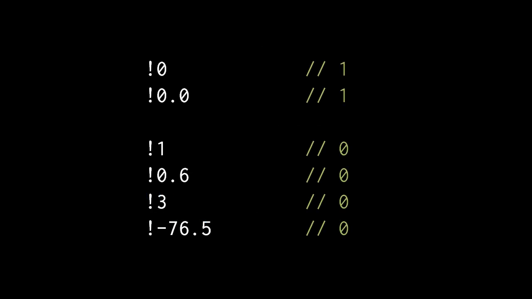Unlike JavaScript and most other modern languages, C has no Boolean type. Instead, C's condition expressions and Boolean operations treat the number 0 as false and all other number values as true. So, for example, the NOT operator, the exclamation mark, expects a numeric operand. If the operand is 0, it returns 1, but if the operand is anything other than 0, it returns 0. So, for example, the NOT operator used on the numeric values 1, 0.6, 3, or -6.5, they all return 0, but the NOT operator used on the numeric values 0 or 0.0 returns 1.